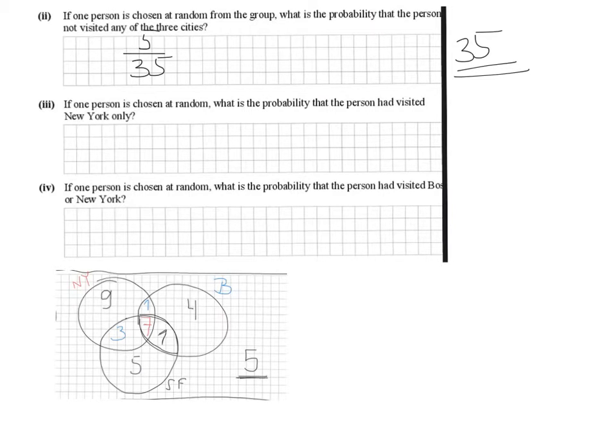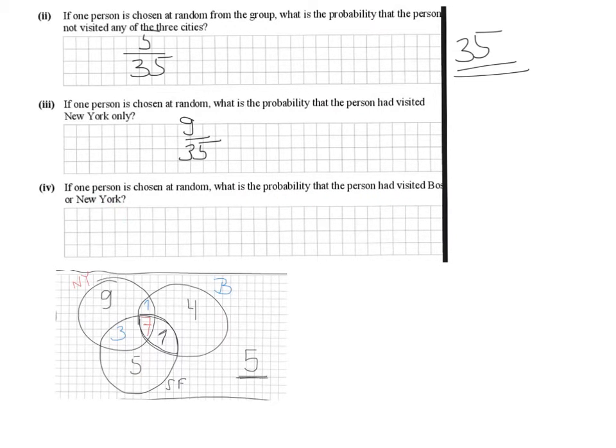And the next question is, what's the probability that the person had visited New York only? So look at the Venn diagram, and New York only is just this part, okay? This part is New York and San Francisco only. This part is New York, Boston, and San Francisco. This part is New York and Boston only, okay? And 9 stands for New York only. So 9 over 35.